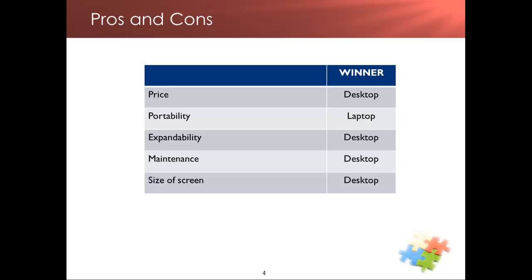Size of screen. The desktop would normally come with a 17-inch or 19-inch monitor. A laptop, though, traditionally comes with a 13-inch screen. Of course, they do have ports on the back, and we'll talk about ports in a later section, which allows you to plug in larger monitors for a laptop. But nevertheless, initially, out of the box, you are limited to that 13-inch screen.